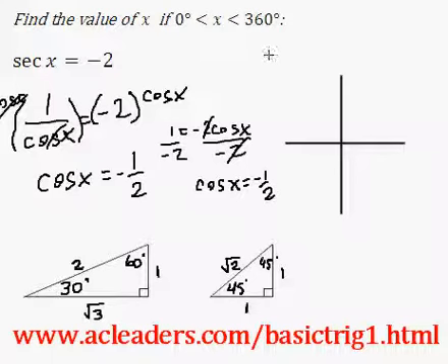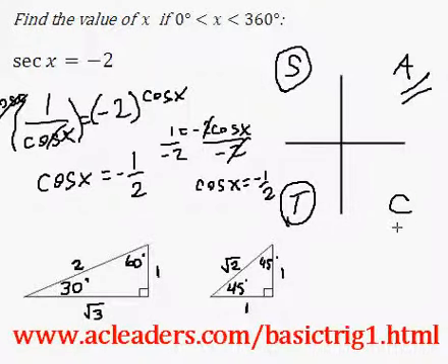Okay, and we want to find solutions between 0 and 360 degrees. And of course we remember that cosine is going to be negative in quadrants 2 and 3, because cosine is always positive in quadrants 1 and 4.